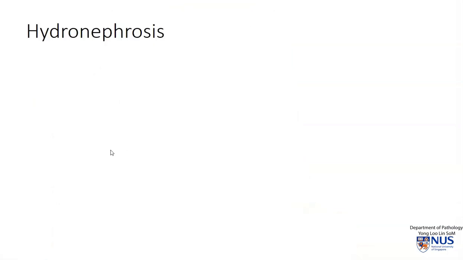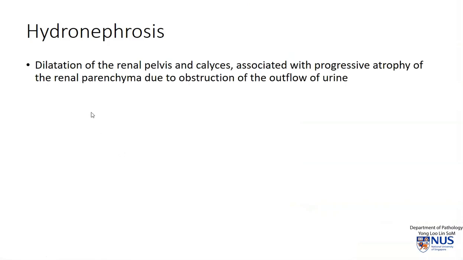So let's do a quick recap on hydronephrosis. It is defined as dilatation of the renal pelvis and calyces, so this is a very important keyword, associated with progressive atrophy of the renal parenchyma, again important keyword here, atrophy, due to obstruction of the outflow of urine. So in this definition, we have what you expect to see in terms of the abnormality, both affecting the pelvic calyceal system and the renal parenchyma, and we also have the root cause.